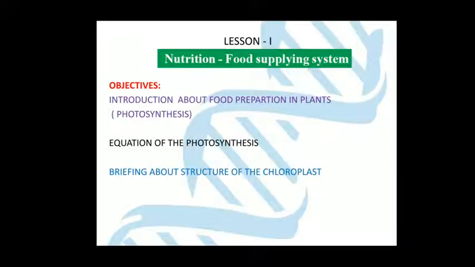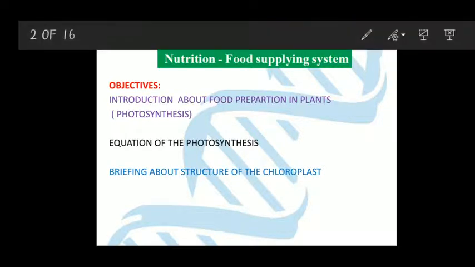Nutrition and food supplying system. So in this slideshow, at the end of this video, you are going to learn about food preparation in plants, the equation of photosynthesis, and a brief look at the structure of a chloroplast. Before going to that, we need to learn what nutrition is. Before learning about the photosynthesis process, we need to learn what nutrition is.